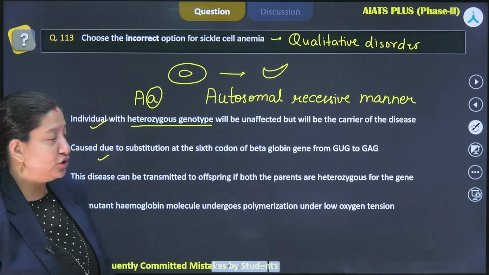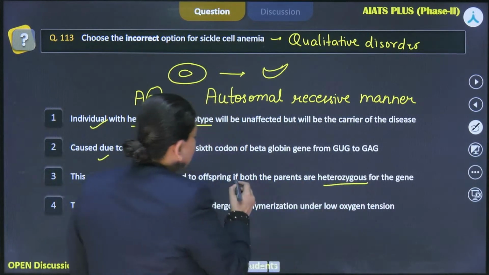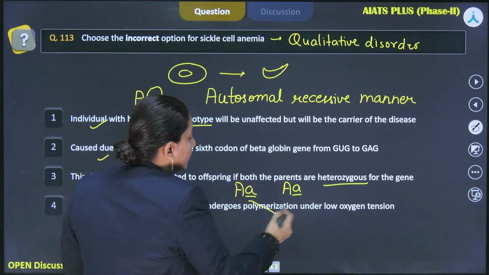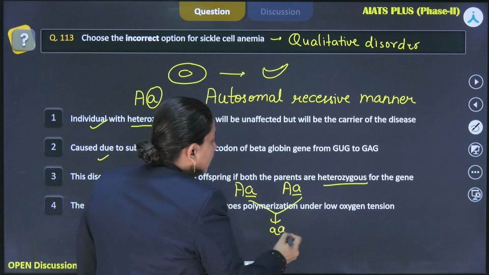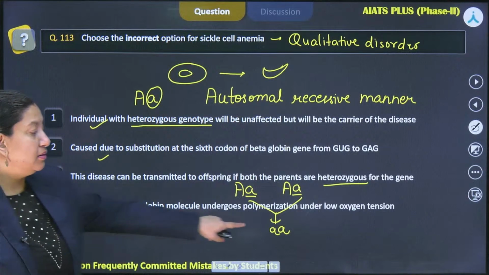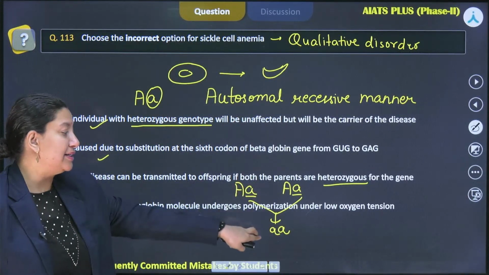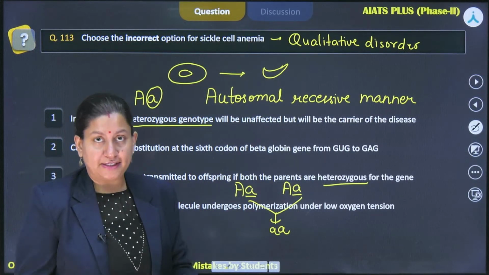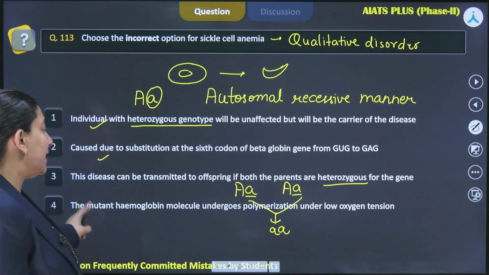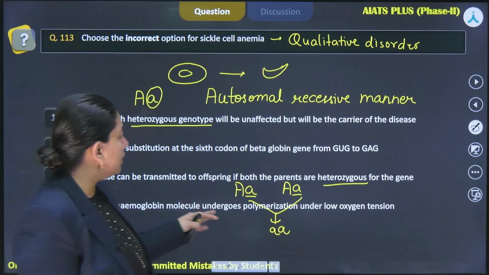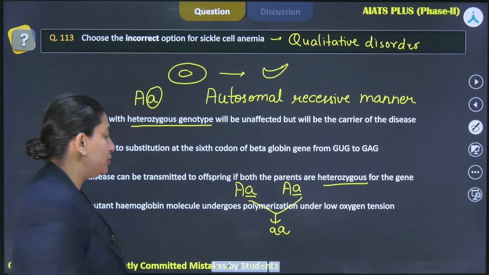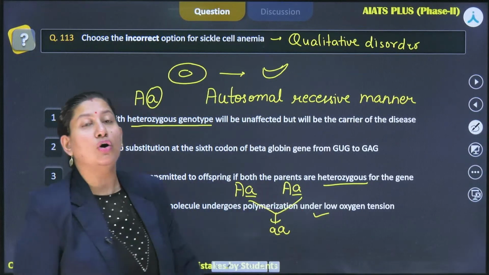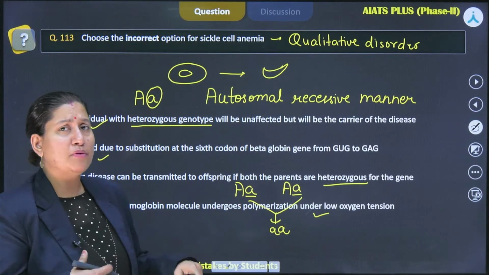Then it is said that this disease can be transmitted to offspring if both the parents are heterozygous for the gene. Again, this is true. Why? Because if both of them are carrying the disease carrying allele, of course there will be a possibility that the progeny can have small a, the disease carrying allele, in homozygous form, and that's how they can have the affected individual. The fourth one is saying that the mutant hemoglobin molecule undergoes polymerization under low oxygen tension, right? This is also true, and because of the polymerization under low oxygen tension, the hemoglobin molecule changes shape.